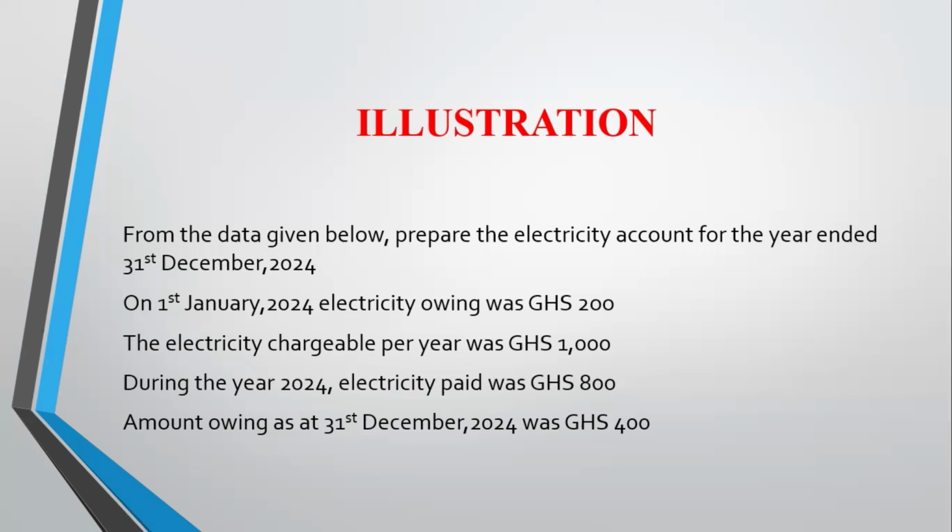So let's prepare our electricity account. Please take note of the question because I might not be going back. So let's open our electricity account nicely. So this is our electricity account. We are taking this one after the other. He said, on 1st January 2024, electricity owing was 200 Ghana cedis.